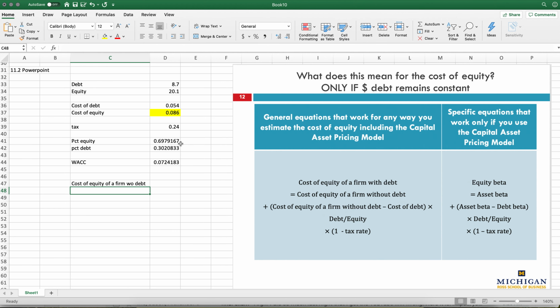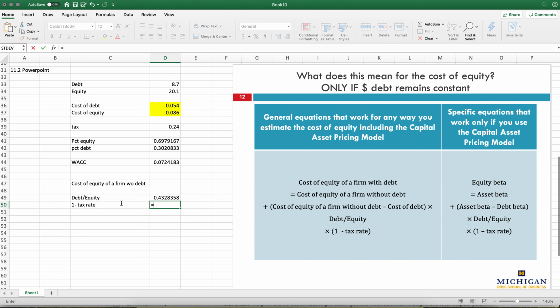We know that the cost of debt is this number. We have debt over equity, which is going to be debt over equity. And just so we don't have to type, 1 minus the tax rate is just 1 minus this. Okay, so we have this number and this number. So now let's calculate cost of equity of a firm with debt.